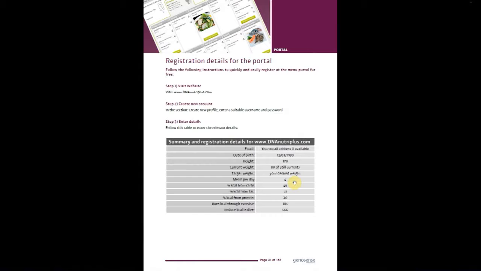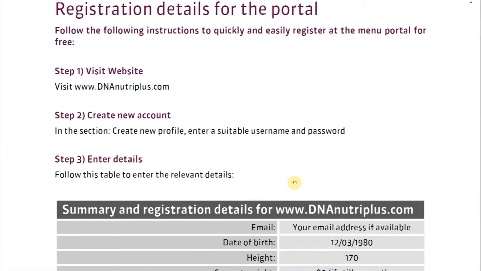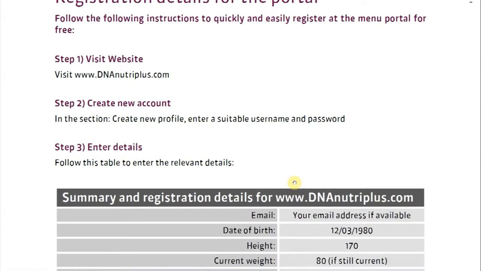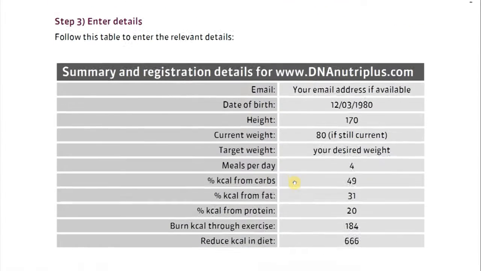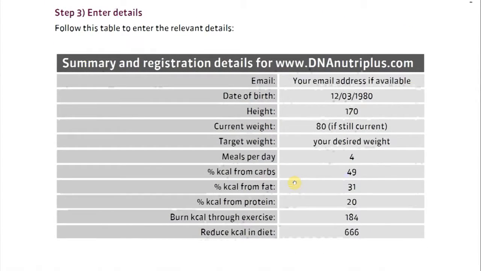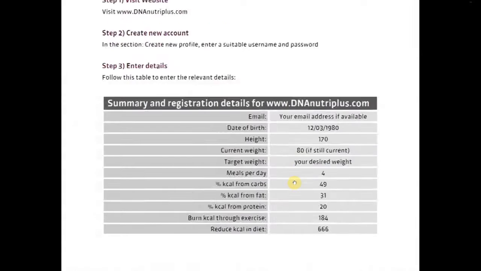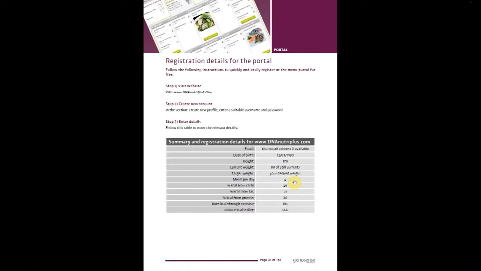Now, if you want to register, this is how you do it. So you first visit the website, you create a new account, you enter the details, and the ones that you need are here. And we have the percentage of carbohydrates, fat, protein, how much you should burn through exercise and so on. And these numbers are the ones that we got from your genes, and they will then be used to help you plan your nutrition.